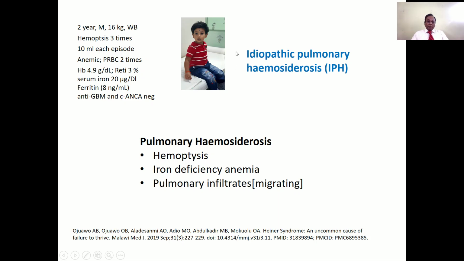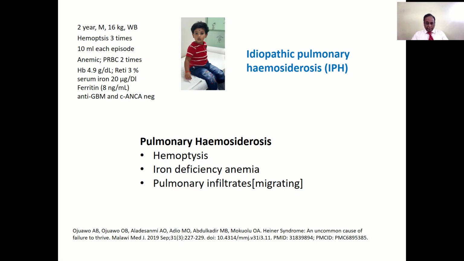And if you are not able to find out any other cause, sometimes pulmonary hemorrhage could be due to Goodpasture's, sometimes it may be due to vasculitis, sometimes ANCA-associated vasculitis. If you have ruled out all these things, then you can call it idiopathic pulmonary hemosiderosis. That's how the diagnosis is made.